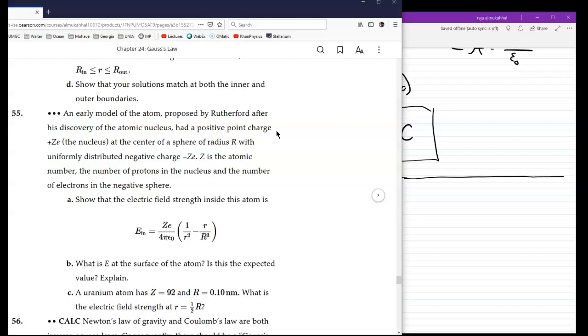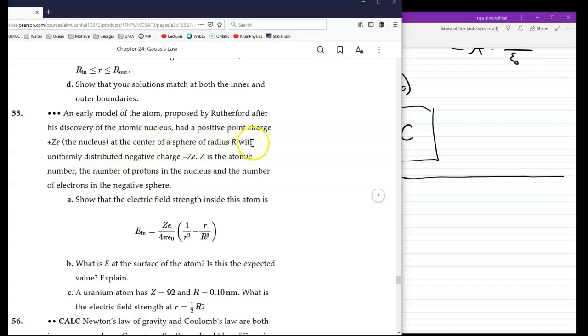We still use Niels Bohr's model of the hydrogen atom. Anyway, an early model of the atom proposed by Rutherford after his discovery of the atomic nucleus had a positive point charge plus Ze. Z is the number of protons in there, right? e is the fundamental charge. The nucleus is at the center of a sphere of radius r.